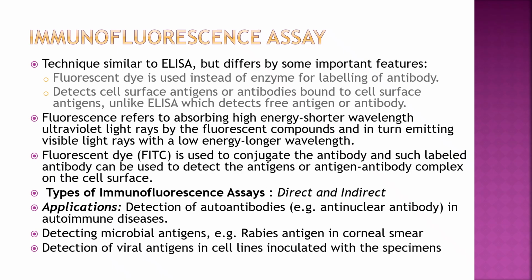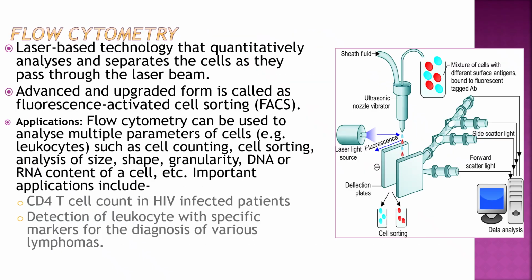Immunofluorescence assay, similar to ELISA. The difference is that a fluorescent dye is used for labeling of antibody and it detects cell surface antigen or antibodies bound to cell surface antigen. The fluorescent compounds absorb high energy short wavelength ultraviolet light rays and in turn emit visible light rays of low energy and longer wavelength. Types are direct and indirect. Application: detection of autoantibodies, rabies antigen and viral antigens on cell lines.